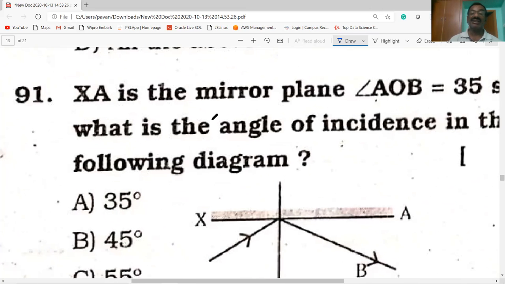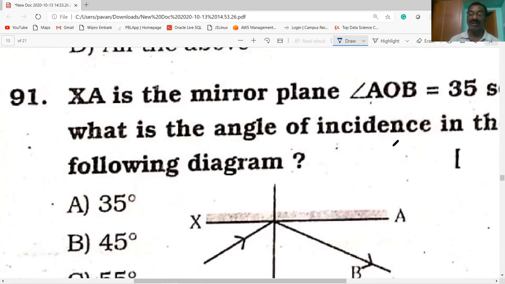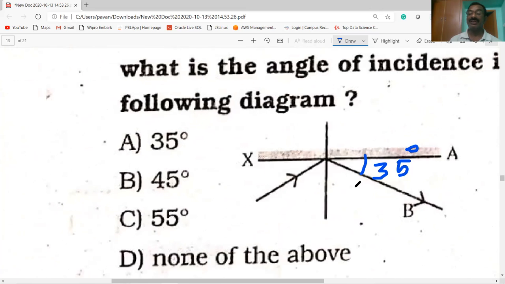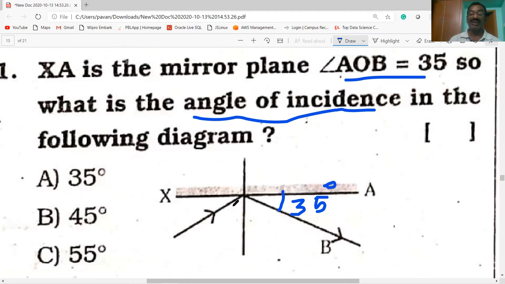Next, XA is the mirror plane. Angle AOB is equal to 35 degrees. So it is given as 35 degrees. What is the angle of incidence in the following diagram? We have to find out the angle of incidence. What is this? It is the angle of reflection.